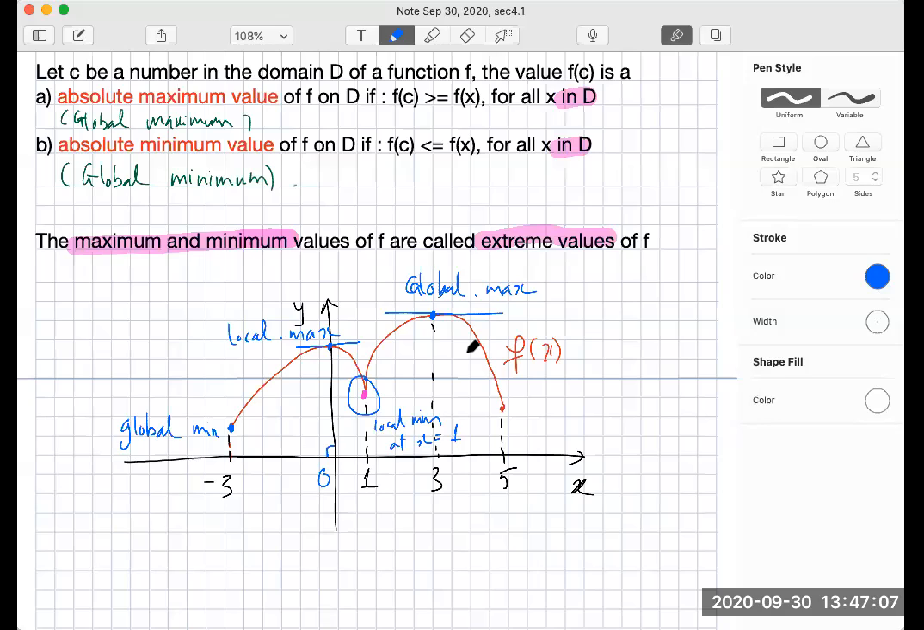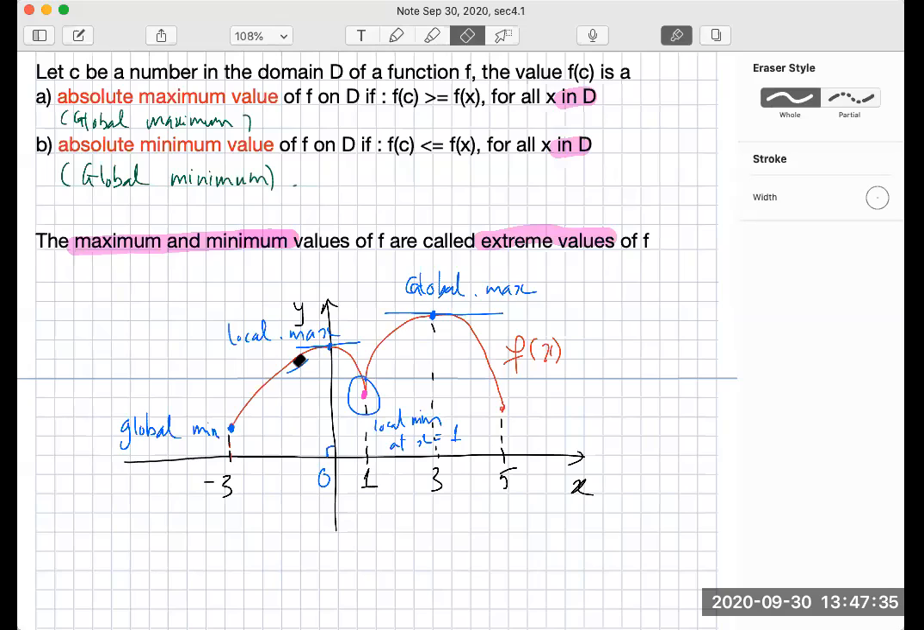Okay, local minimum at x is equal to 1. Now, what do you think about the tangent line of these points? Yeah, the tangent line is horizontal, or the slope of that is 0. At the local maximum here, and global maximum here, right? But the derivative of this at 1 is very special.